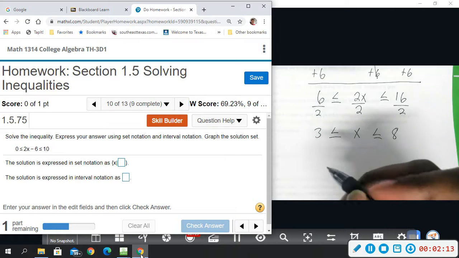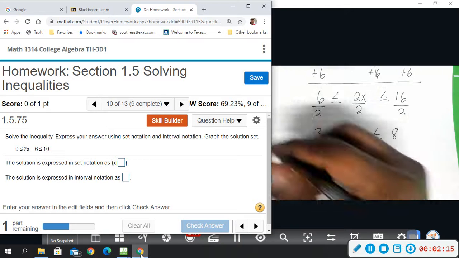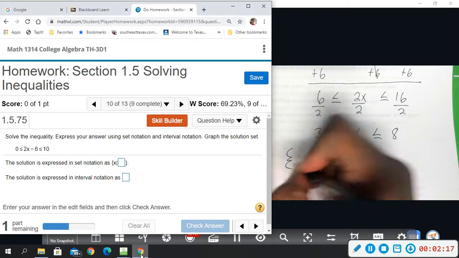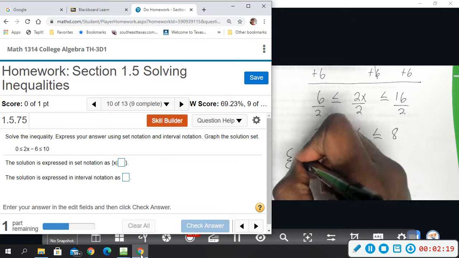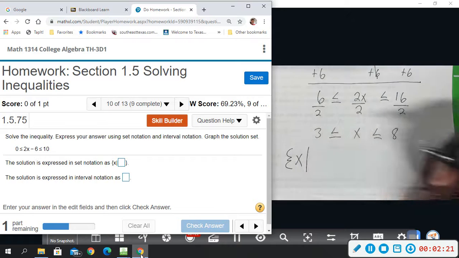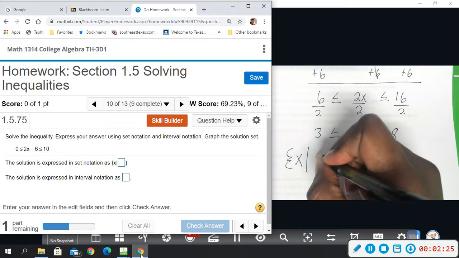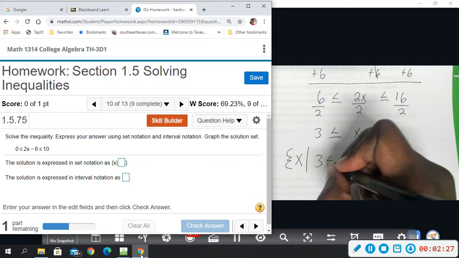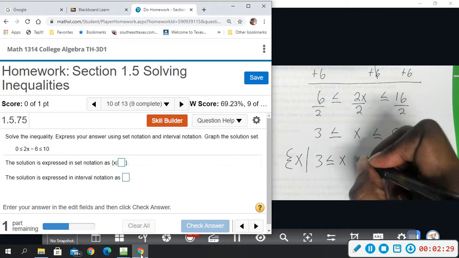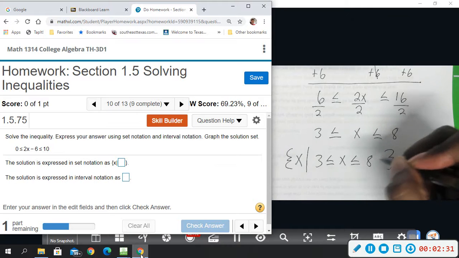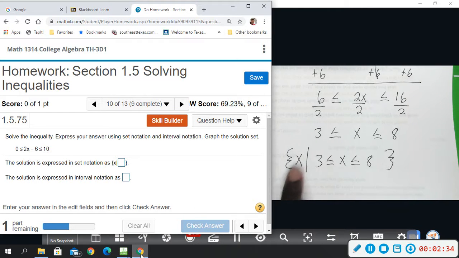So set notation, curly bracket, the variable x that we're using, the vertical bar such that, and then we just insert this information in there. So it will be 3 less than or equal to x less than or equal to 8. So this just says the set of all x's such that 3 is less than or equal to x, and all the rest of the x's are less than or equal to 8.